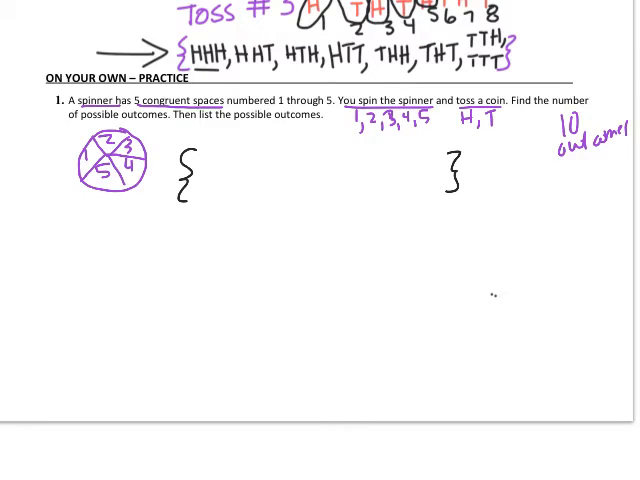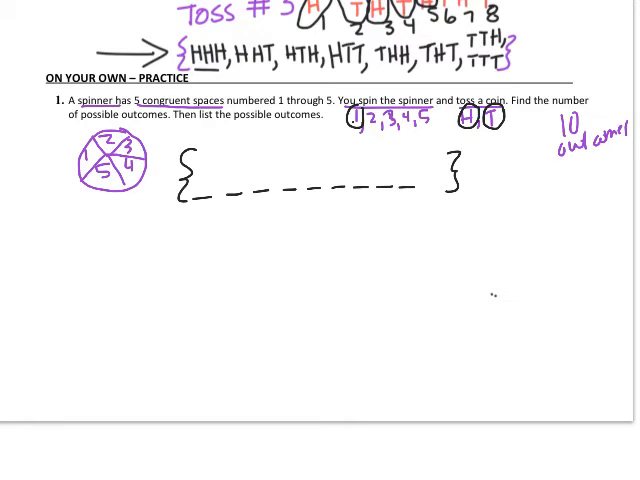Okay, so when you spin the spinner, you could get a 1, and you could get a head on the coin. Or remember, you could spin the spinner and get a 1, but then when you toss the coin, get a tail. Okay, so please write down all 10 of the possible outcomes that you could get.